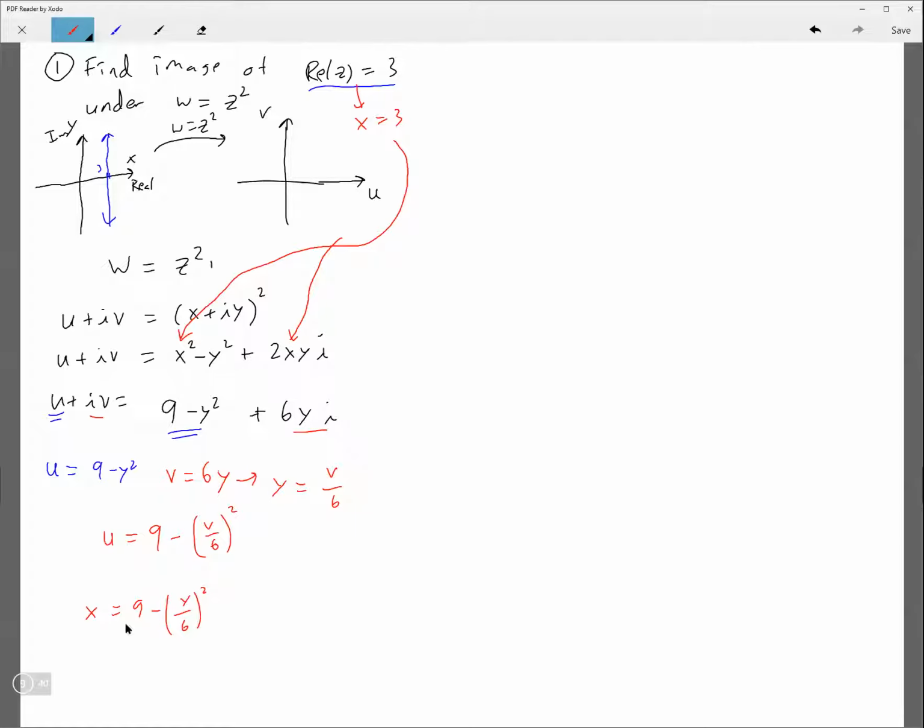So anybody? Parabola? Yes, that's a parabola. And the vertex is going to be here at 9, right? And it's going to open up to the left, like this.